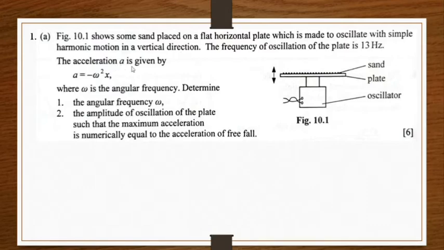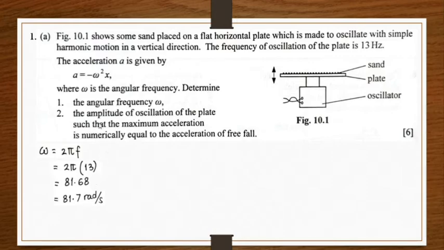The acceleration a is given by a equals minus omega squared times x, where omega is the angular frequency. We want to determine the angular frequency omega. We know that omega is equal to 2 pi f, so it is equal to 2 pi multiplied by 13, or you use a calculator to find omega equals 81.7 radian per second in 3 significant figures.